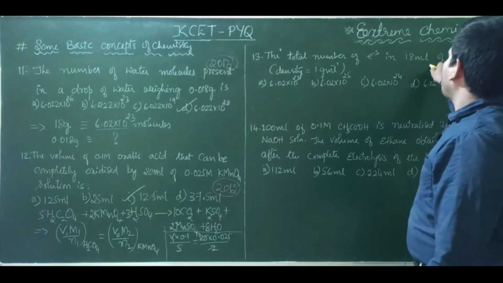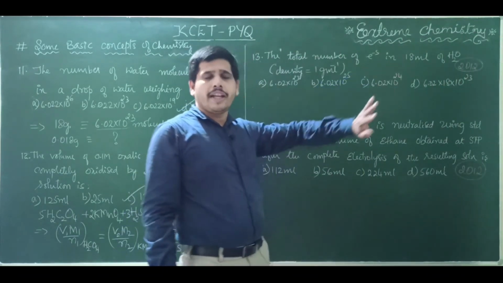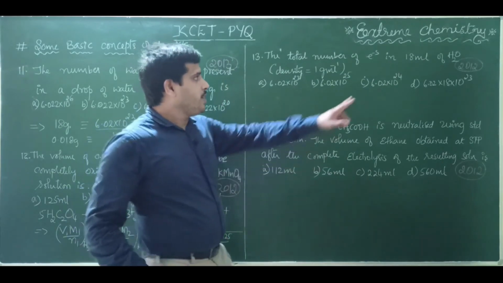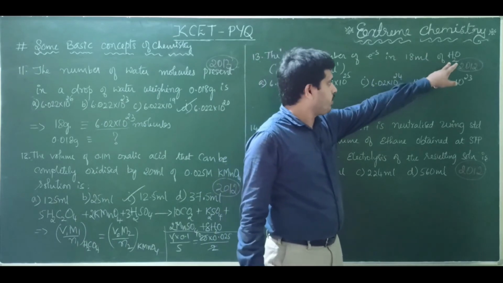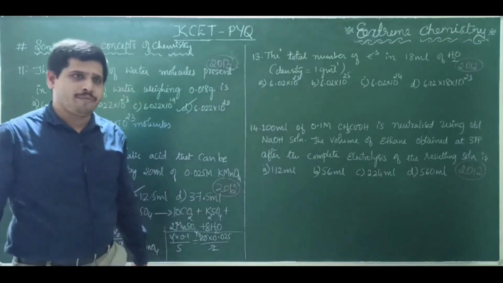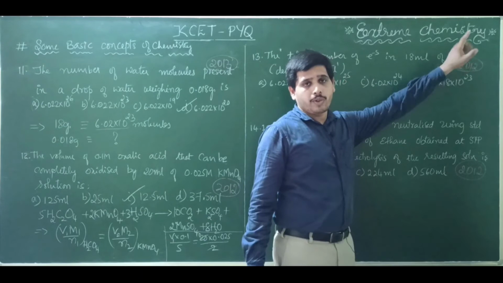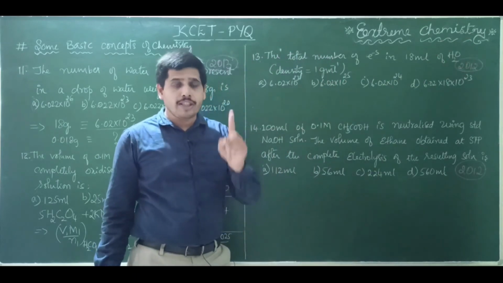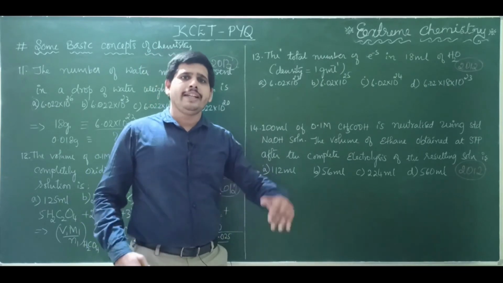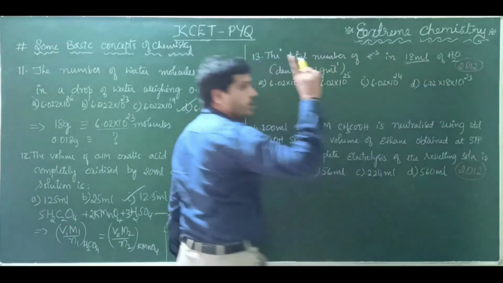The total number of electrons in 18 ml of water. So 1 mole of water contains how many electrons? Avogadro number of electrons, right? To calculate it, you should know how many electrons are present in 1 molecule of water. In 1 molecule, 2 electrons from hydrogen and 8 electrons from oxygen, so totally there will be 10 electrons in 1 molecule of water. So 1 mole of water will contain 10 into Avogadro number of electrons. That's all, because 18 ml is nothing but 1 mole of water.